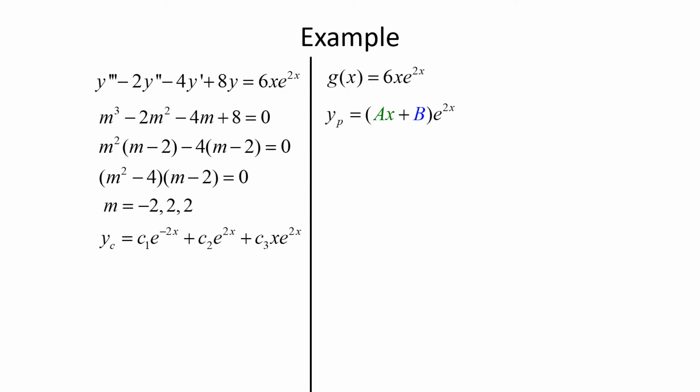All right. So if I look at these terms, I have ax e to the 2x and I have b e to the 2x. Well, those match up with two of the terms in my yc. So I have to remove that repetition before I can continue with my yp. Otherwise, I'm going to wind up wasting my time like we did on that previous example. So to remove the repetition, we'll multiply by x.